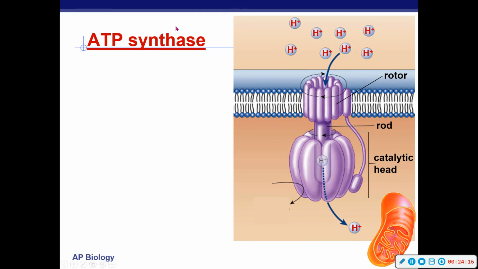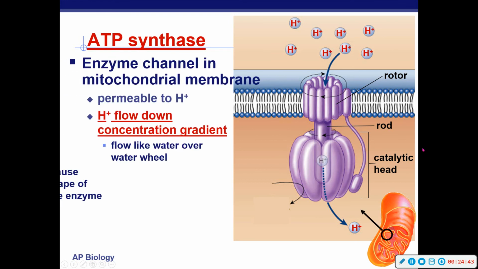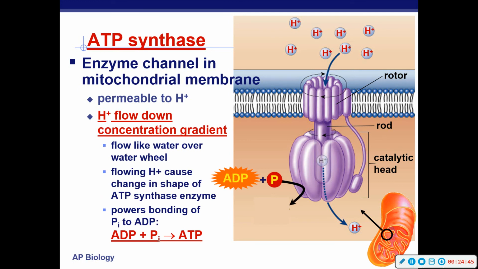So ATP synthase, we've got the -ase ending on it. It's stuck in the membrane. If you look at it, it actually has quite the shape. We can actually call this the world's smallest turbine. If you think like a water wheel, it actually spins. This is an enzyme stuck in this membrane that actually spins, and its job is to take ADP and P and make ATP.